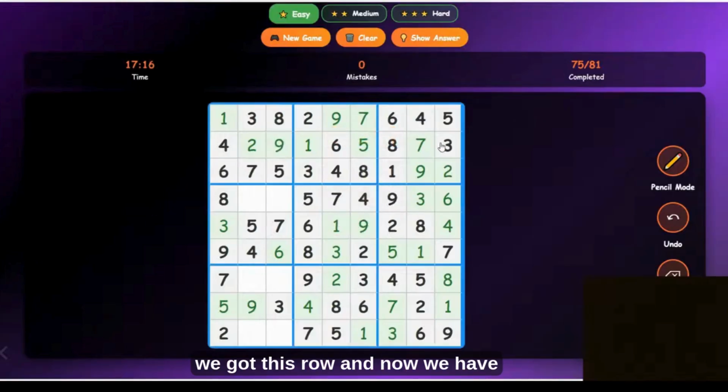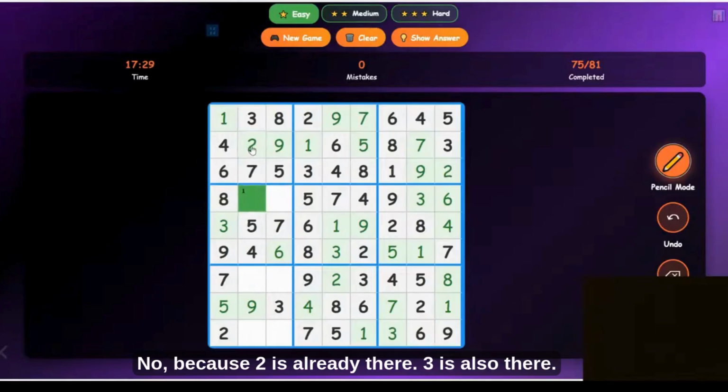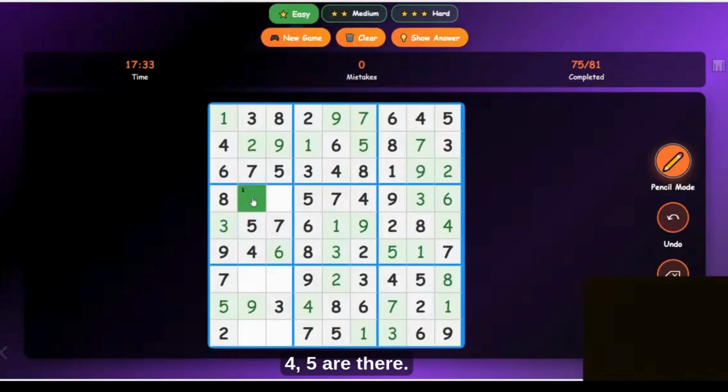So we got this row. And now we have only this row pending with 2 squares. Let's start with this one. We can have a 1. So let's write in pencil mode. We can have a 2? No, because 2 is already there. 3 is also there. 4, 5 is there.